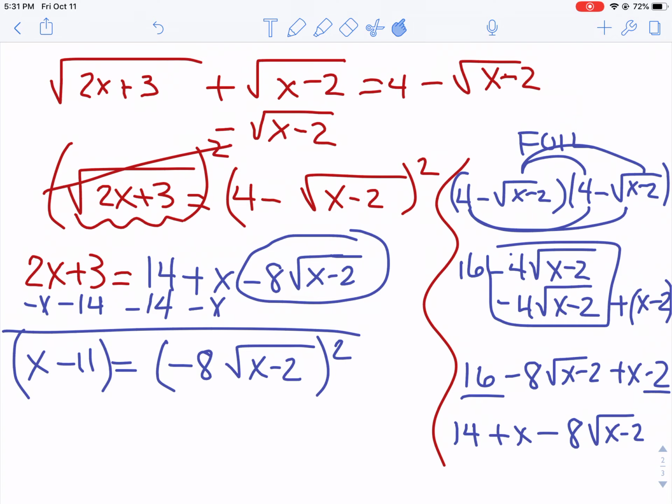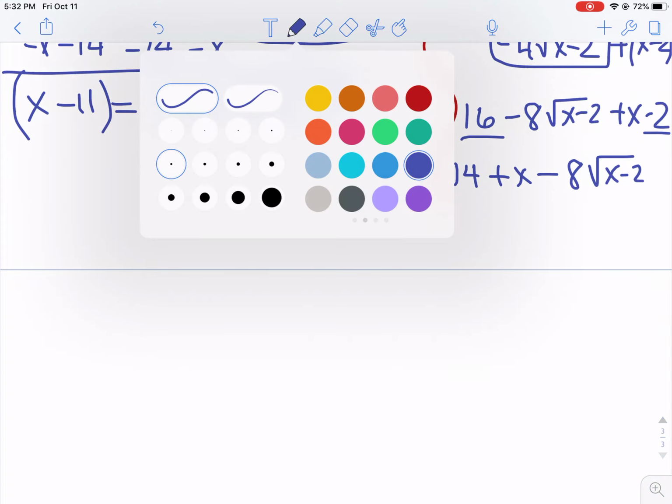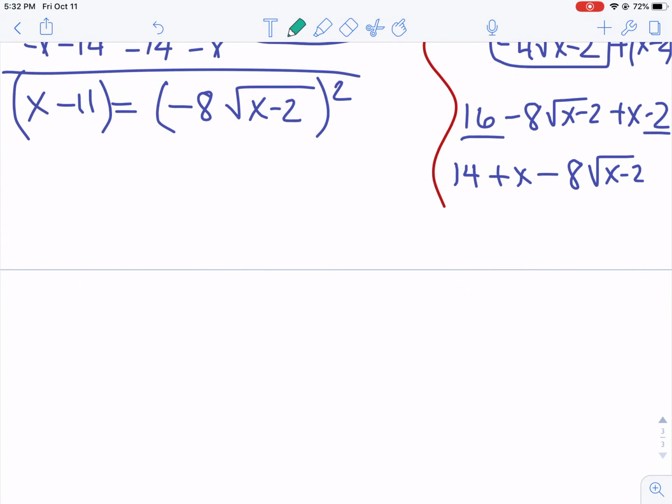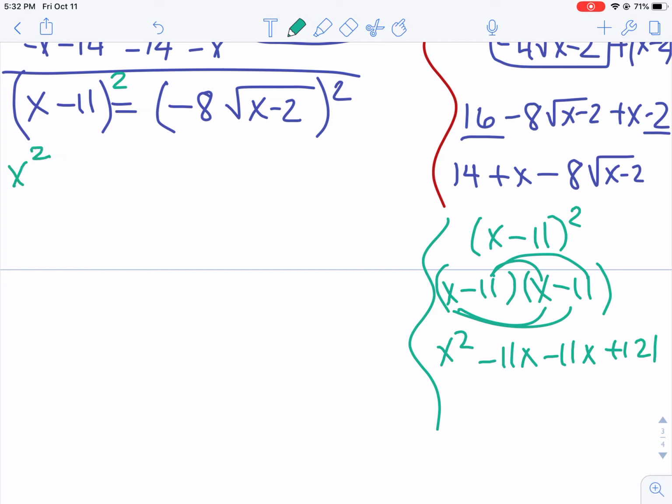Oh, my Lanta, we're going to have to foil again. I told you this was a long problem. So we're going to change colors. Okay, so to square the x minus 11 squared, that's x minus 11 times x minus 11. That's x squared minus 11x minus 11x plus 121. So that simplifies to x squared minus 22x plus 121.